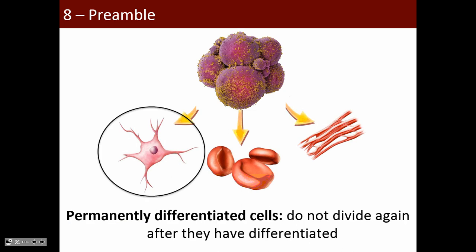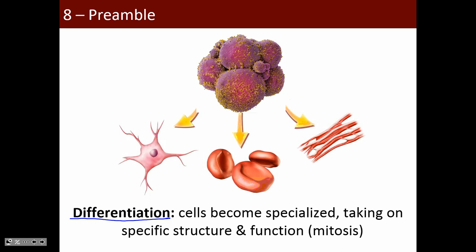And some cells become permanently differentiated, which means they don't ever divide again after they've differentiated. So here, some of them take on a specific structure and function, and then they make new cells. Like your skin cells, all of your skin cells are coming from a basement layer of cells here that is constantly producing new cells, and then they push up to the surface, right? So those cells are dividing kind of all the time, making new cells, and you're just shedding the outer surface as you go through life.